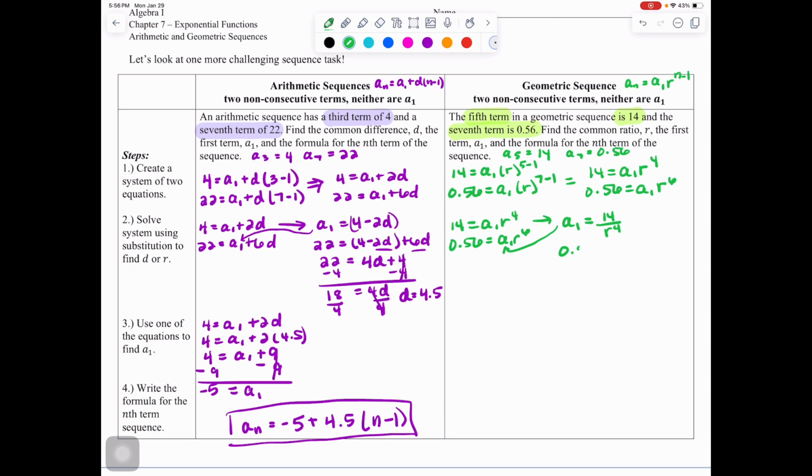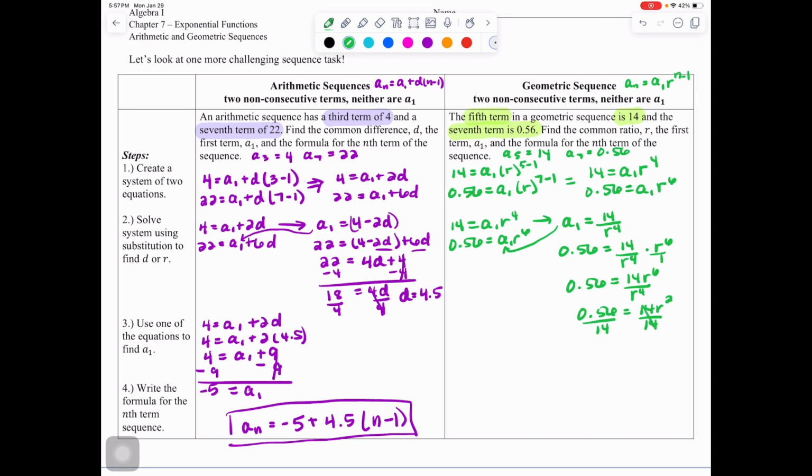So now I can substitute a sub 1 into the other equation in the a sub 1 spot. So this becomes 0.56 equals a sub 1, which is 14 over r to the fourth, times the r to the sixth that was already there. So if we multiply across the top, we get 0.56 equals 14 r to the sixth, because this is really over 1, over r to the fourth. We know that we can take r to the sixth and r to the fourth and divide them. So this is really 0.56 equals 14r squared, because r to the sixth over r to the fourth is r squared. So to get r squared by itself, I'd have to divide both sides by 14.